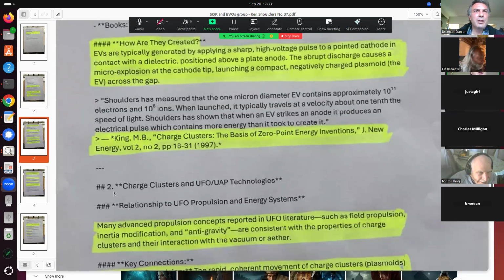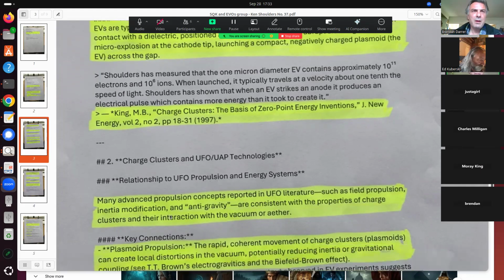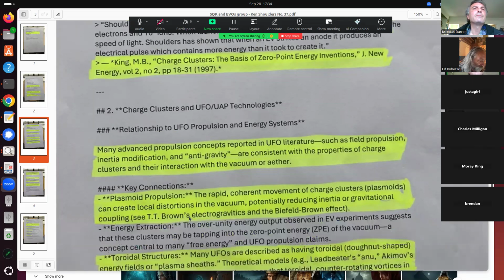Number 2, charge clusters and UFO UAP technologies. Relationship to UFO propulsion and energy systems. Many advanced propulsion concepts reported in UFO literature, such as field propulsion, inertia modification, and anti-gravity, are consistent with the properties of charge clusters and their interaction with the vacuum or ether.